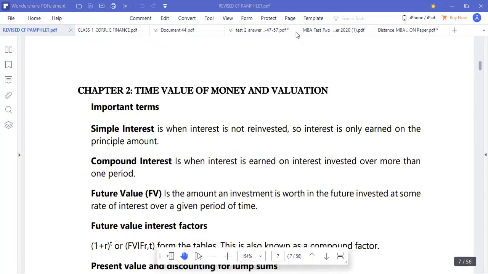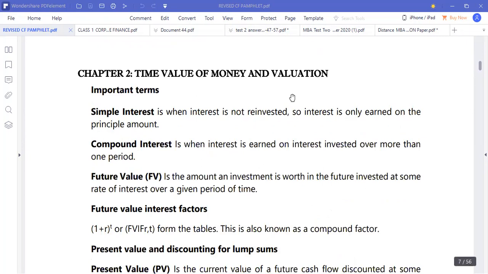My concern today is this topic, which is called time value of money. Time value of money. Question: would you rather have 1,000 kwacha today or 1,000 kwacha tomorrow?